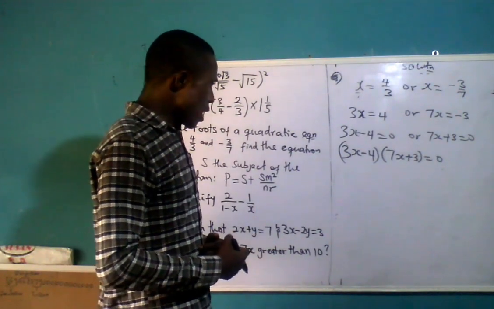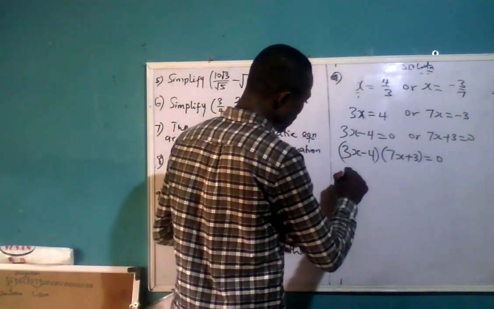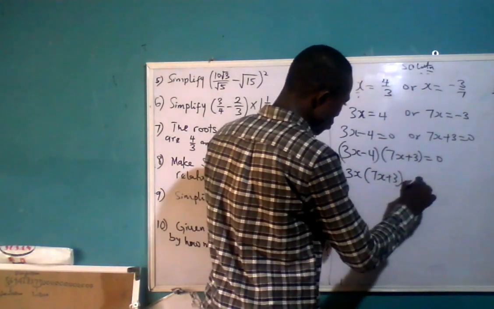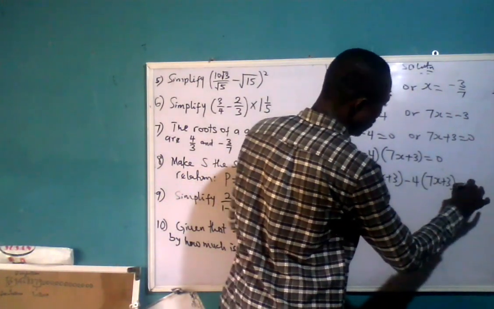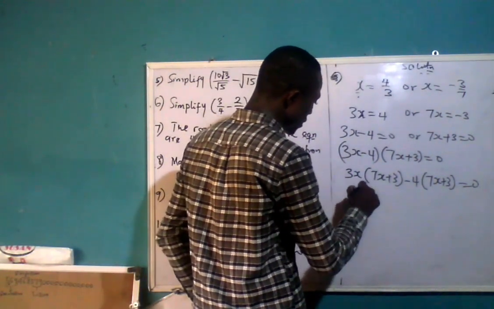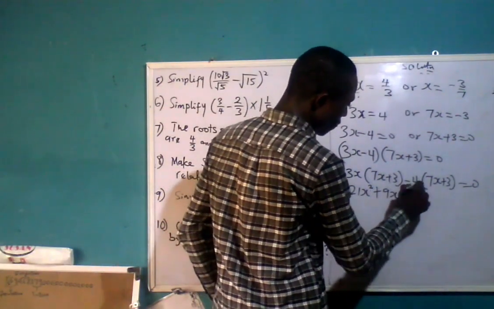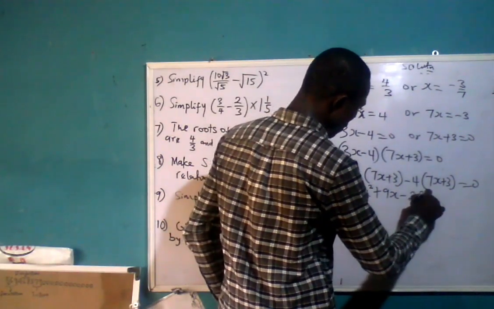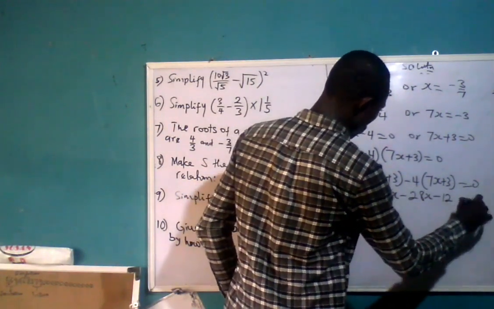So the next thing you do is to distribute this over this. So let 3x be distributed over 7x plus 3, and also minus 4 be distributed over 7x plus 3, everything equal to 0. Then clear the bracket. 3x times 7x, that's 21x squared. 3x times 3, that's 9x. Then minus 4 times 7x, that will give you minus 28x. Then minus 4 times 3, that will give you minus 12, everything equal to 0.